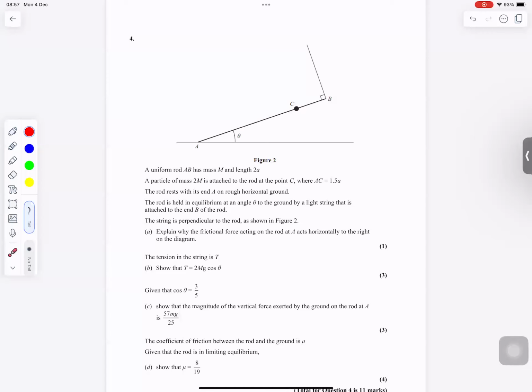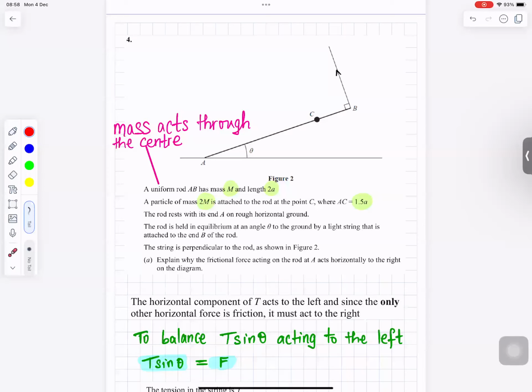Question number 4. A uniform rod of mass M and length 2a. The uniform means the mass acts through the center, or the weight acts through the center. So a particle of mass 2m is attached to the rod at point C, where AC equals 1.5a. The rod rests with its end A on a rough horizontal ground.